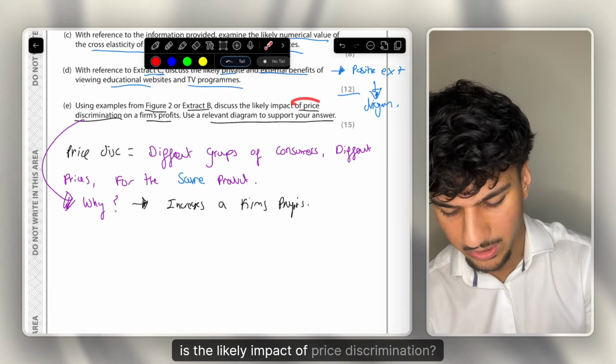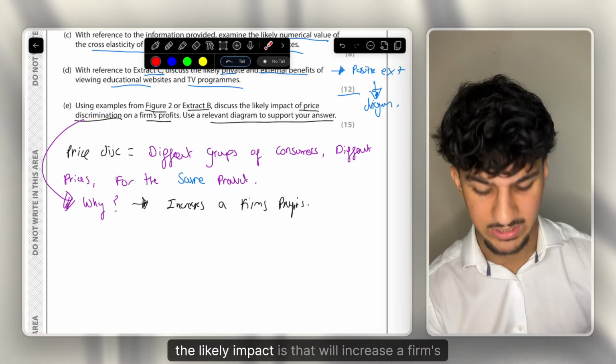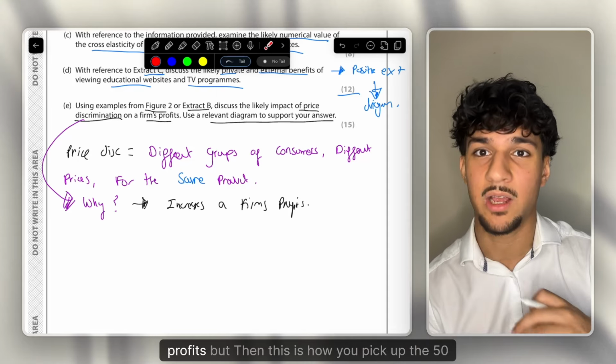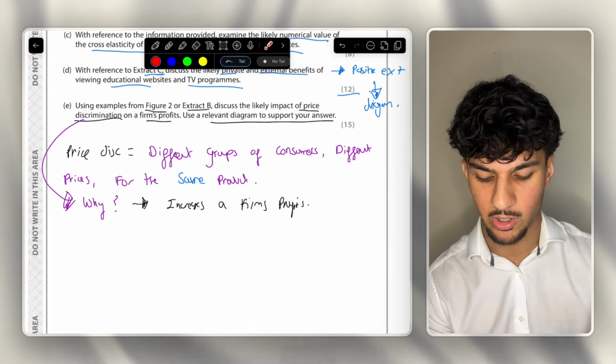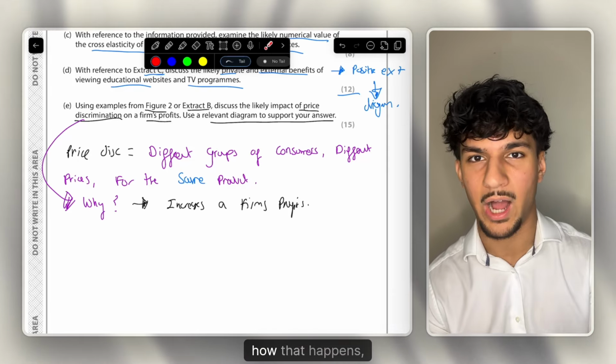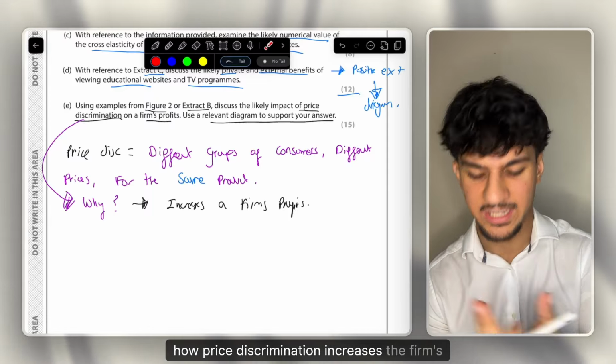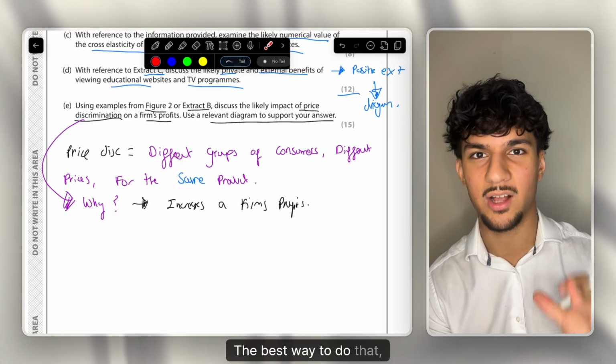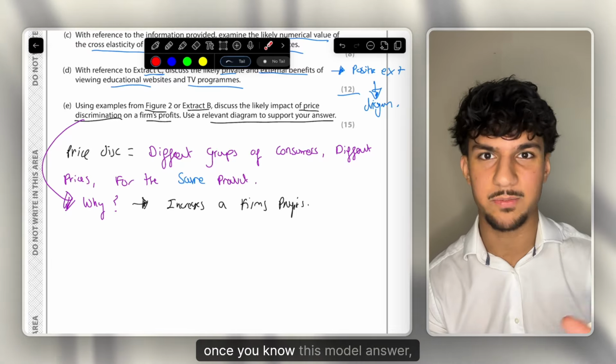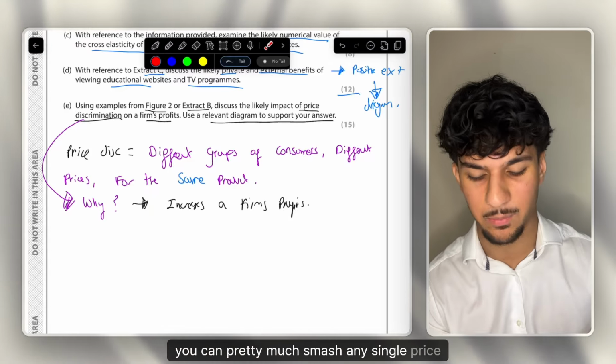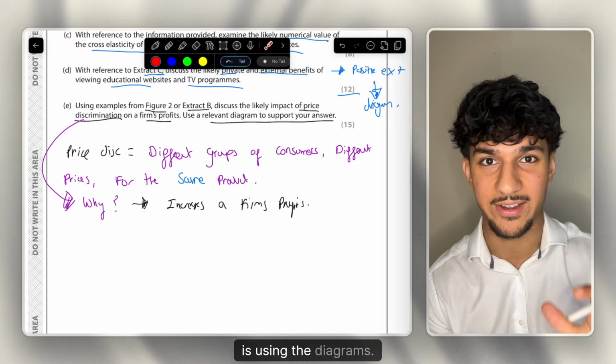What is the likely impact of price discrimination? The likely impact is that it will increase a firm's profits. But then, this is how you pick up the 15 marks, you're proving how that happens, how price discrimination increases a firm's profits. And the best way to do that, and this is why I said, once you know this model answer, you can pretty much smash any single price discrimination question, is using the diagrams.